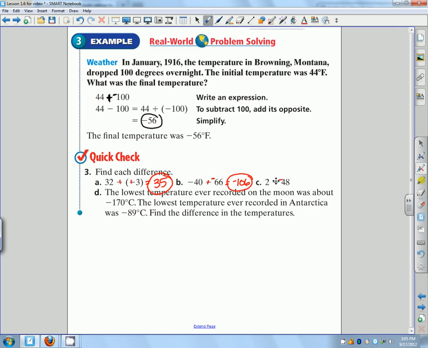This, I'm going to add the opposite. This is a positive plus a negative, so I subtract, and I keep the sign of the larger number, which is 46, or negative. The lowest temperature ever recorded on the moon was about -170 degrees Celsius. The lowest temperature ever recorded in Antarctica was -89. Find the difference. There's the key word, find the difference. That means I'm going to subtract the two numbers. So I subtract, which 2 negatives make a positive, which means I subtract these 2 numbers and get 81, and I keep the sign of the larger number, which is 170.